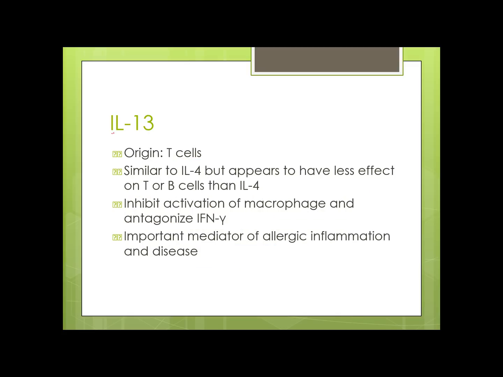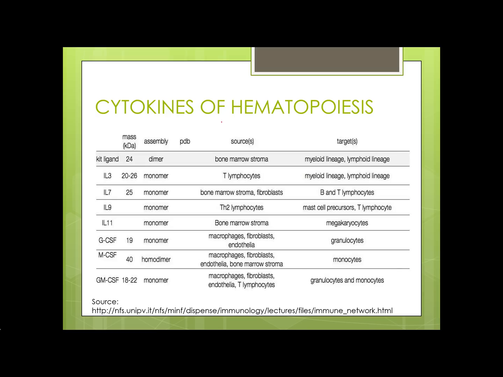Then we have your interleukin 13. The origin is your T cells. Now, this is similar to interleukin 4 but appears to have less effect on T or B cells than interleukin 4. Inhibits activation of macrophage and would counter or antagonize interferon gamma. Please remember this. They antagonize or they counter interferon gamma. Important mediator of allergic inflammation and disease.